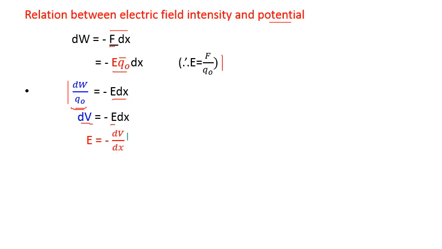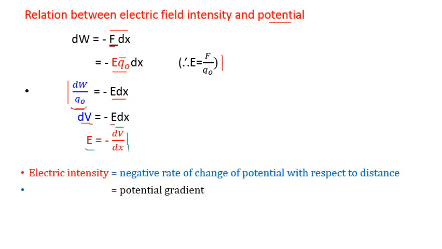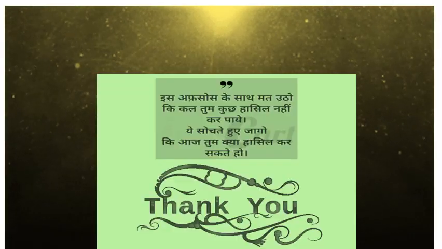So this is the relation between electric intensity and electric potential. We can write this electric intensity as the negative rate of change of potential with respect to distance. From this formula, the negative rate of change of electric potential with respect to distance is also called the potential gradient.